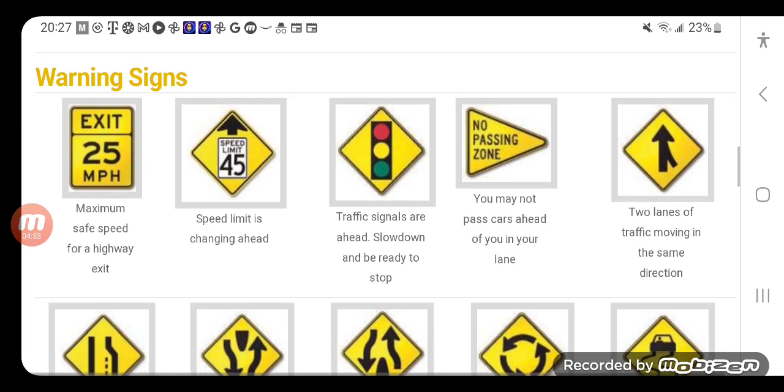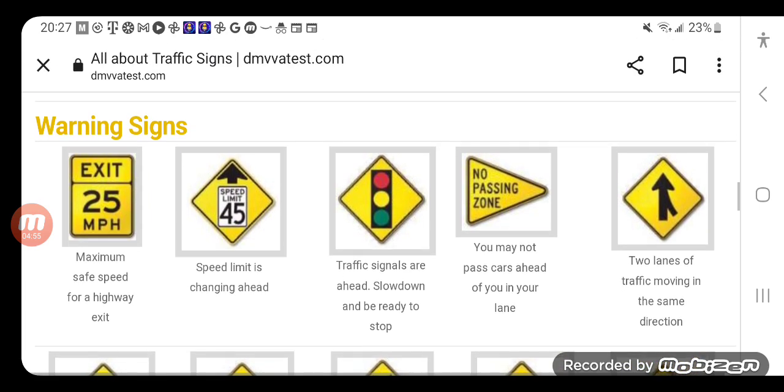Now let's talk about warning signs. Warning signs are usually orange or yellow. Okay, so these tell you that you have to slow down because something is up ahead and you have to change your speed. This one means that the exit is coming up and that when you take that exit, you have to at least be down to 25 miles an hour and proceed with caution.